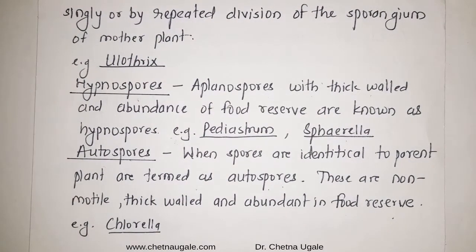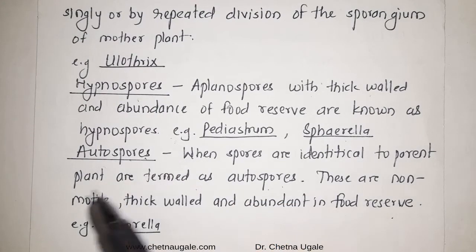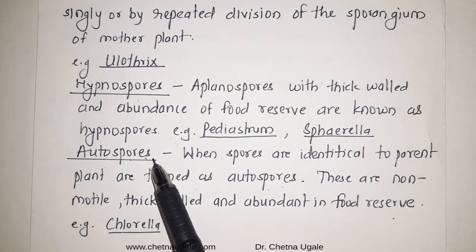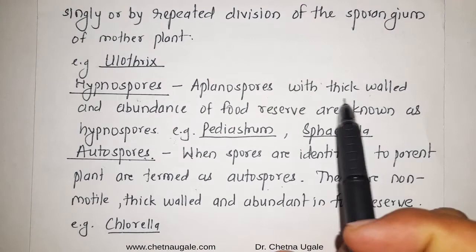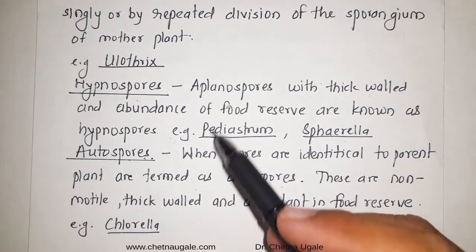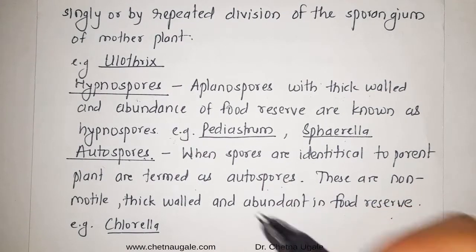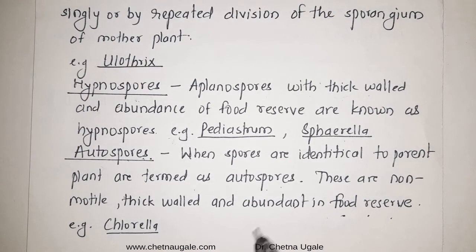The example is chlorella. The only difference between the hypnospore and the autospore is that the autospore is exactly identical to the parent plant. That's why it is termed as the autospore. While the hypnospore is an aplanospore in which the wall gets thickened, with abundance of food reserve. The common thing in both these spores is the abundance of food reserve. This is only to overcome the unfavorable condition, and later on it germinates. So this is the aplanospore.